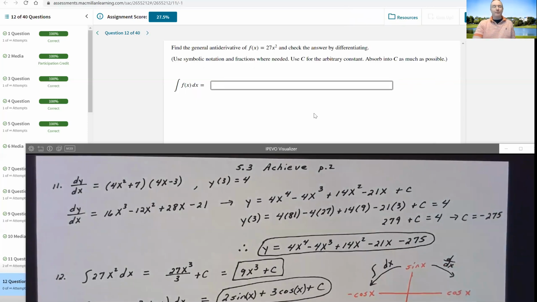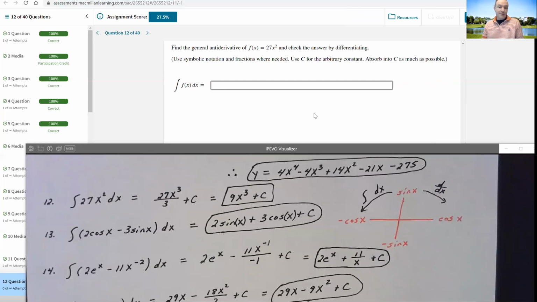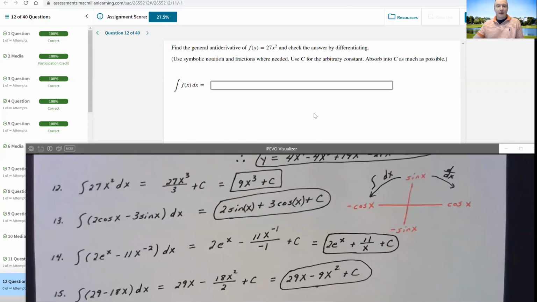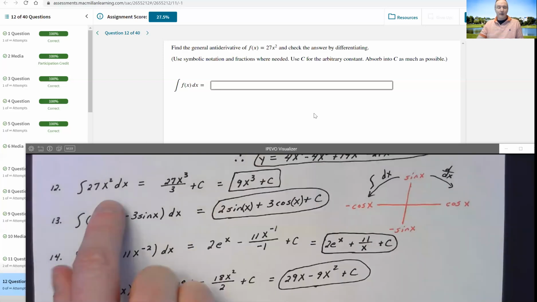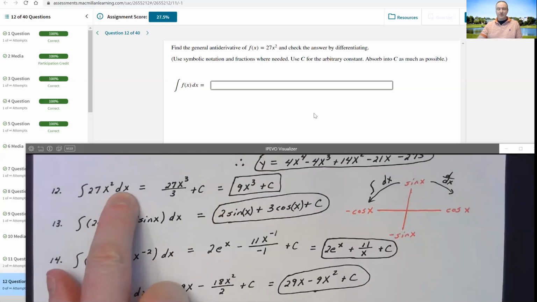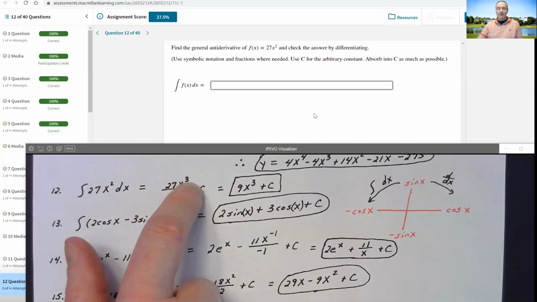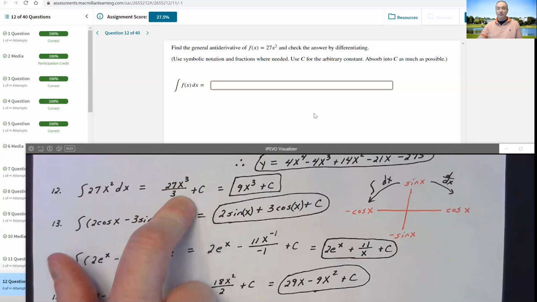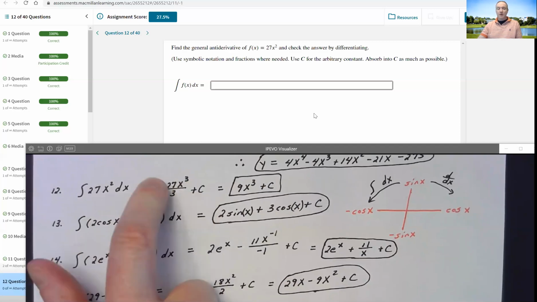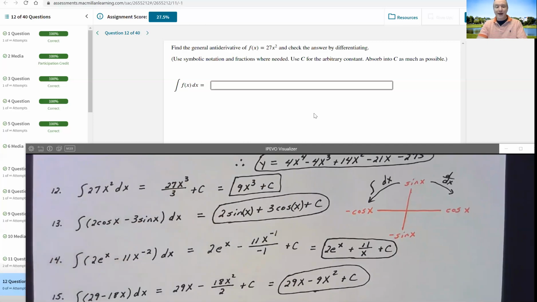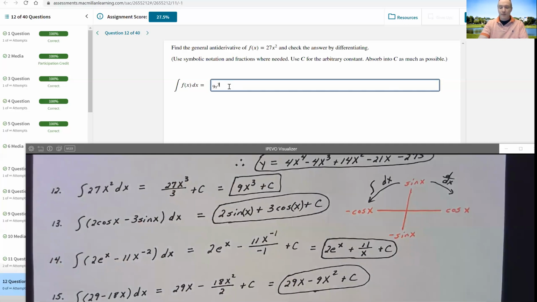So now the next one, super easy problem, super easy. It's just asking us to integrate 27x squared with respect to x. So you said, well, it's just the power rule. Becomes 27x to the third over 3 plus your constant of integration. 27 over 3 reduces down to 9. This is just going to become 9x raised to the third and then plus c.